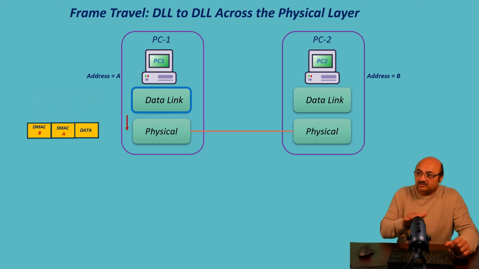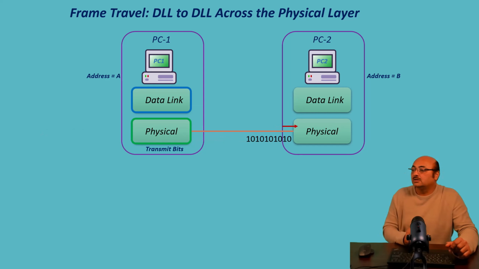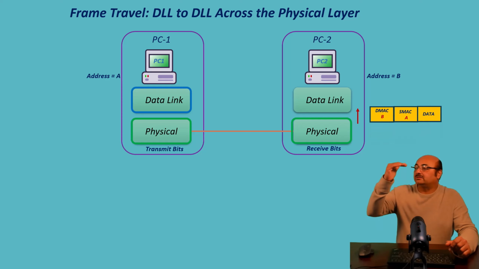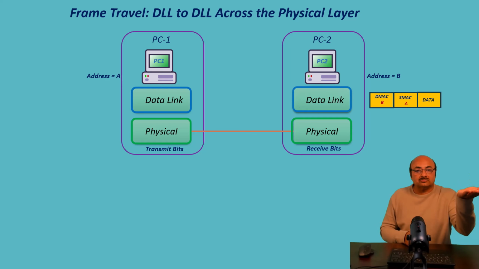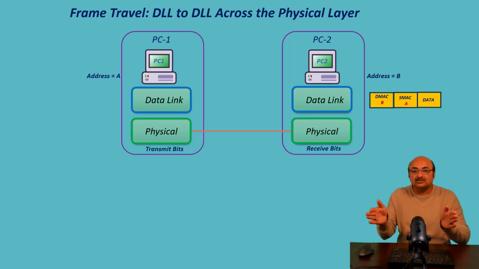Frame created, passed down, physical layer converts into bits, transmits the bits across. Physical layer receives it, converts the bits into frame, and the frame is then passed up. Transmit side from upper layer to lower layer and then across the wire or the physical medium. On the receiving side from the physical layer to the data link layer. This is how it is.